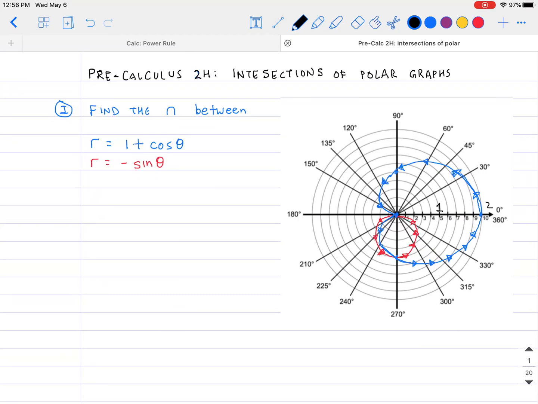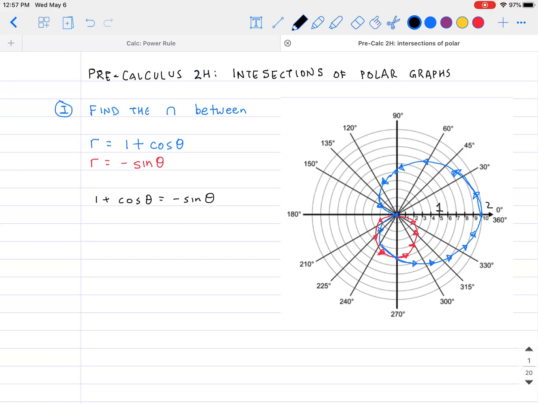So let's see, thinking about how we're going to be doing this algebraically, back in algebra, we usually set the two equations equal to each other and try to solve for theta and r. So that's what I'll go ahead and do first. So 1 plus cosine of theta is then equal to negative sine of theta.